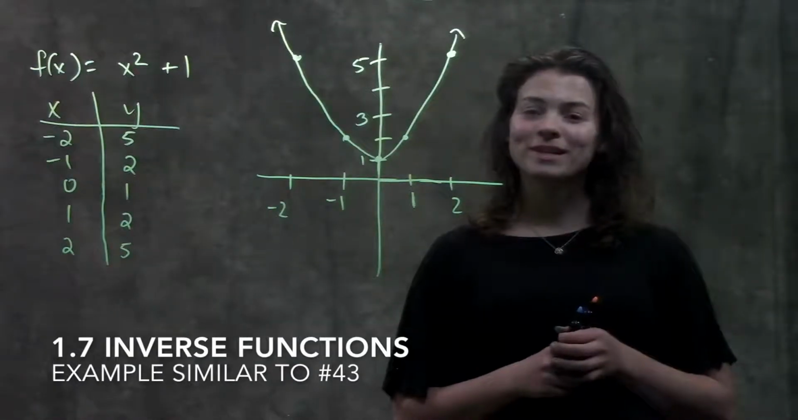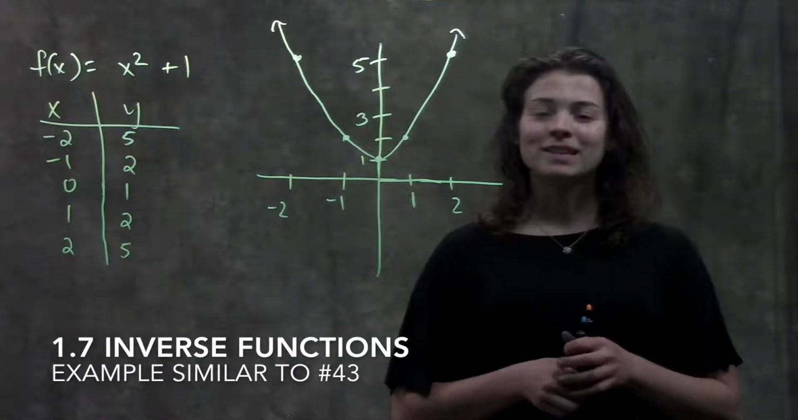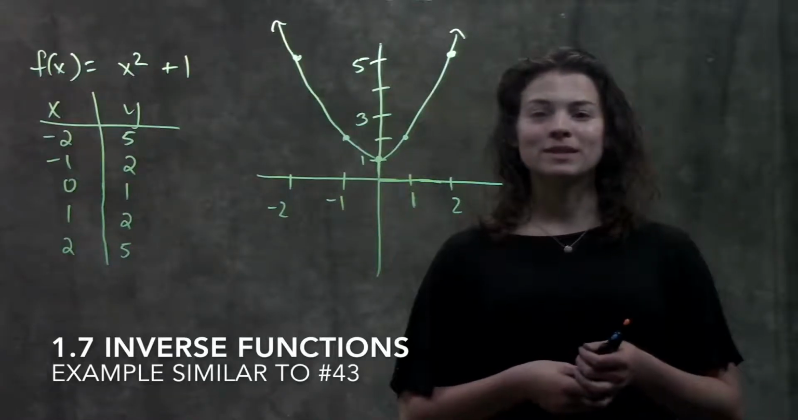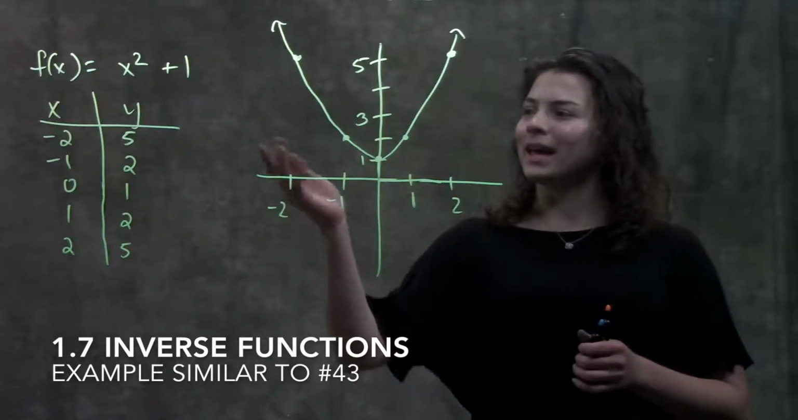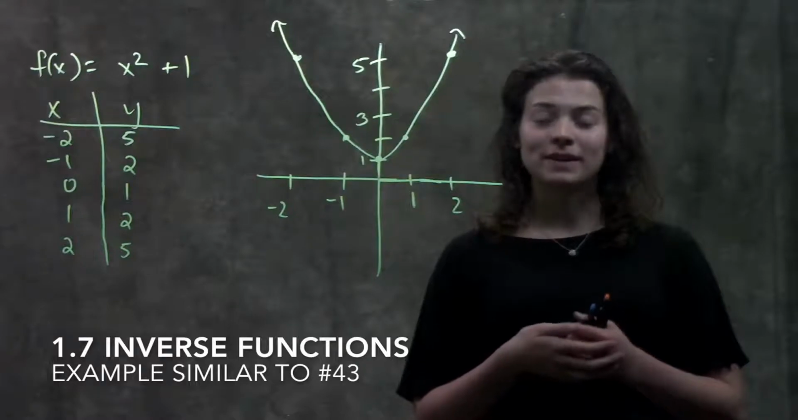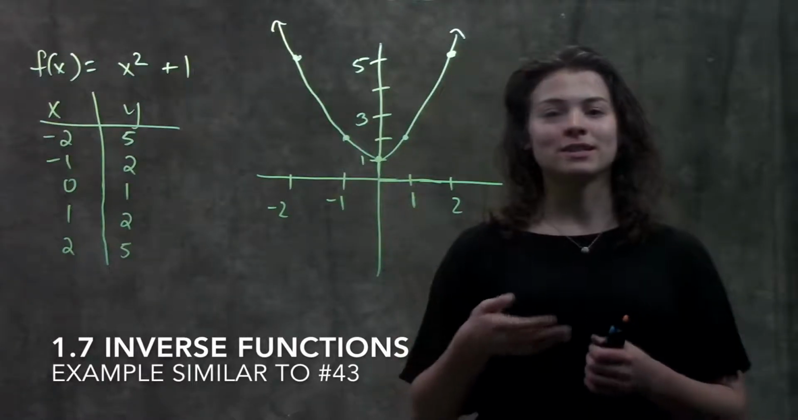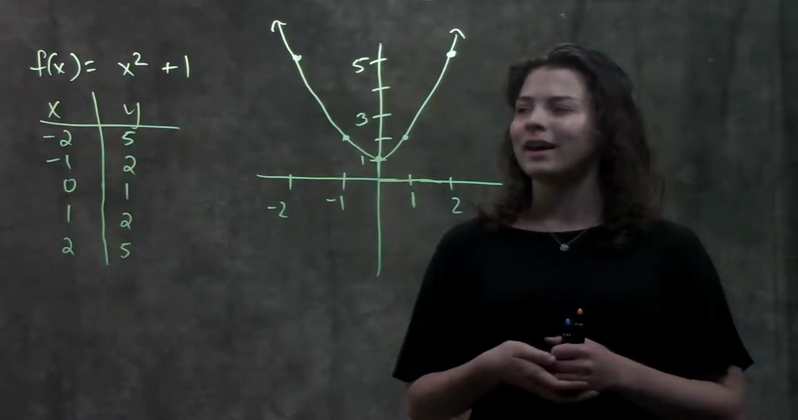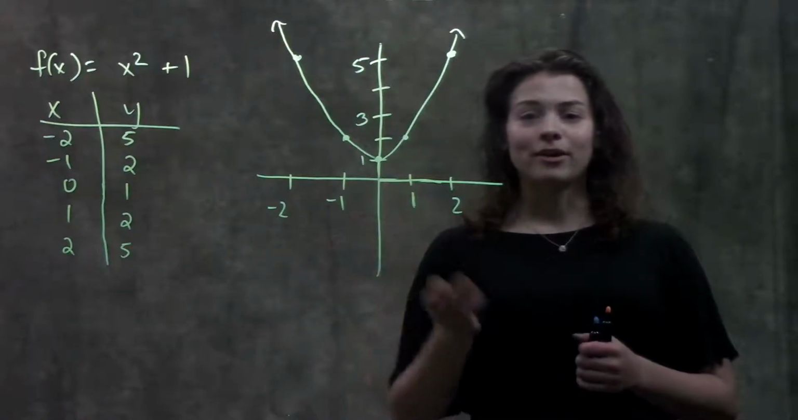This is section 1.7, inverse functions. In this video, we're going to go through an example that's really similar to number 43 in your book. It gives us this function and it asks us to find the inverse and to graph both the original function and the inverse function. Alright, so here's our original function and I already graphed it.